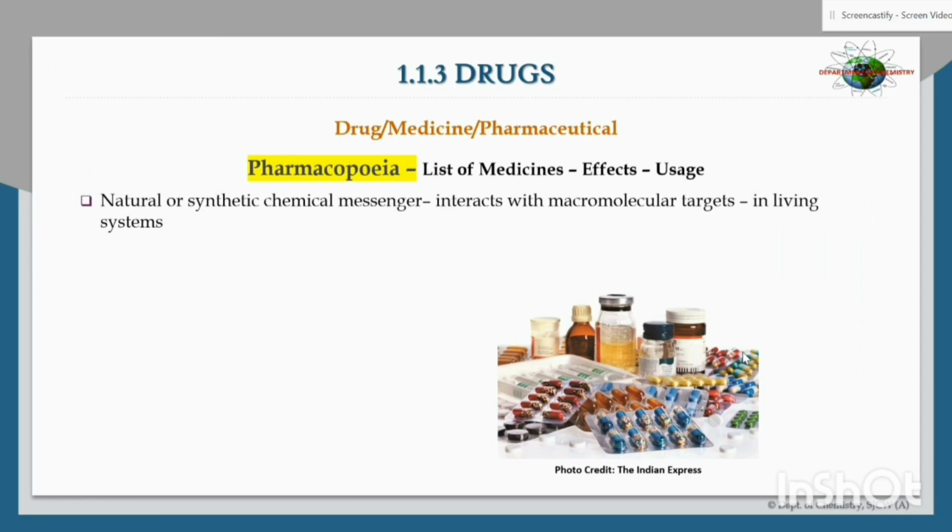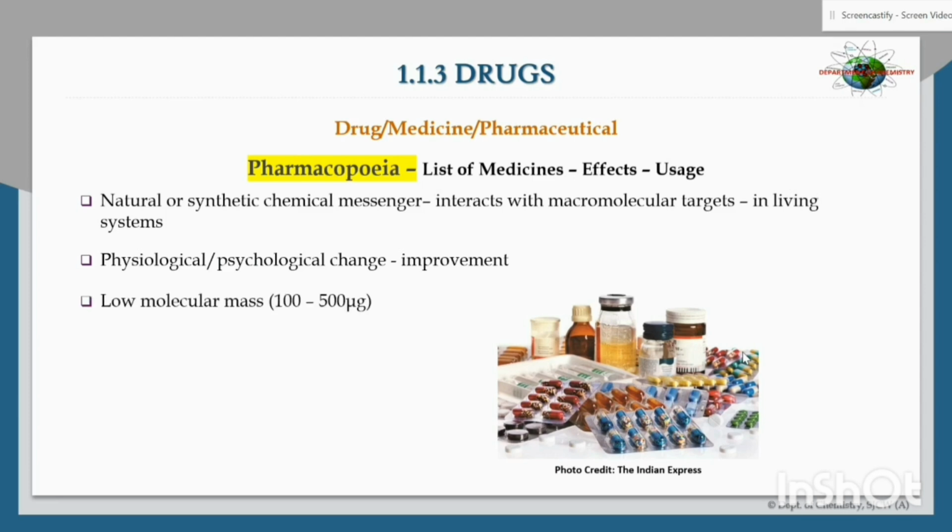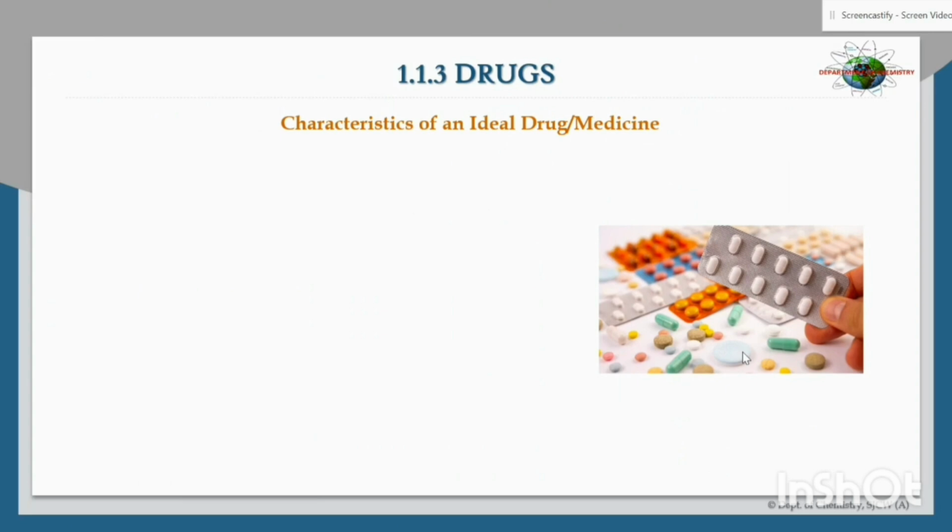What are drugs? Drugs are the natural or synthetic chemical messengers which interact with macromolecular targets in living systems and produce the desired physiological or psychological change. They are molecules of low molecular mass which are used in the diagnosis, cure, mitigation, treatment, and also prevention of disease. What are the characteristics of an ideal drug?